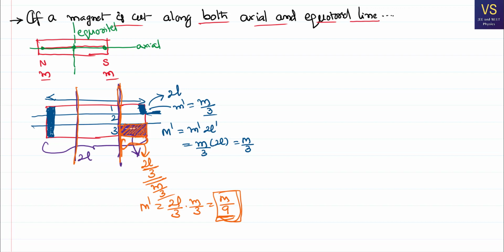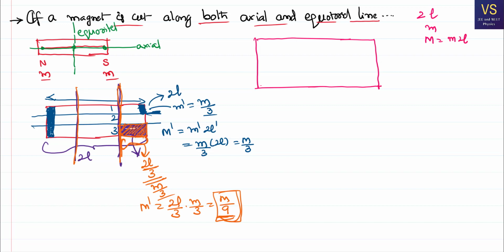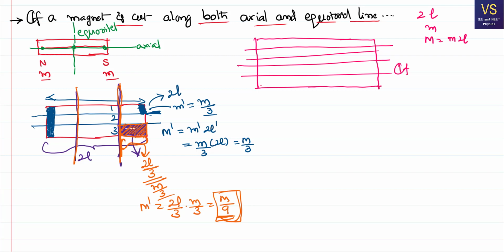Let's generalize this. Let us consider a huge bar magnet having a length of 2L and pole strength M. The magnetic moment is the product of both of them. Now you cut it into pieces along the axial line.